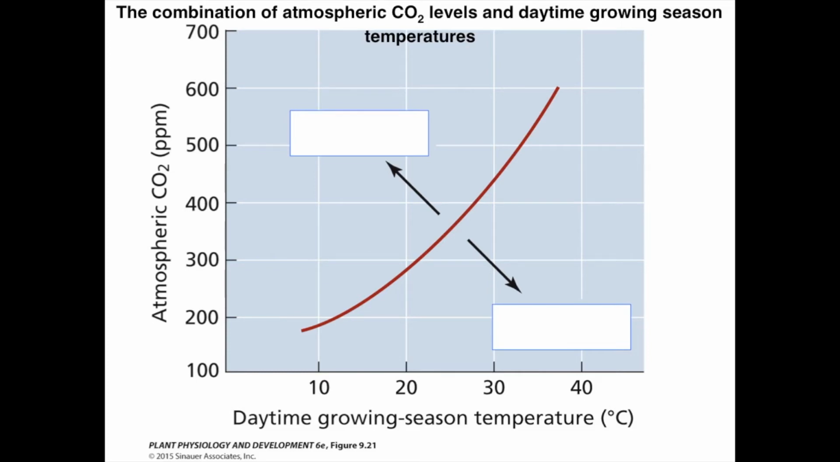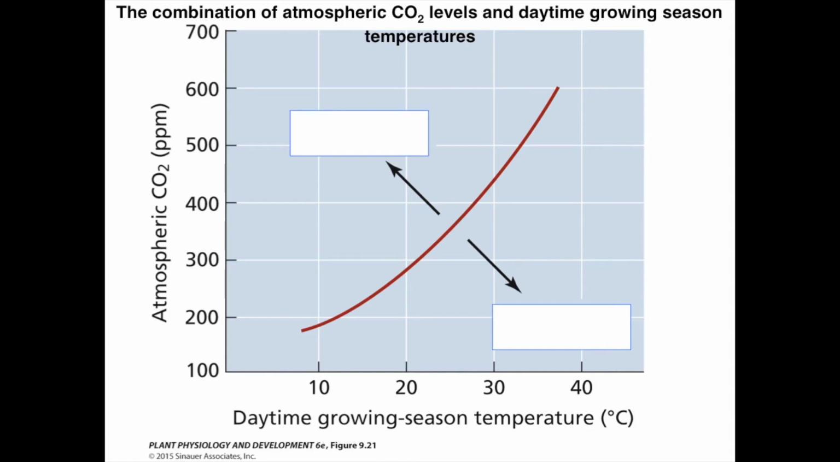And concurrently, we're seeing an increase in daytime growing season temperature. Again, that's on the x-axis here. So this is a graph simply representing the different possible combinations of growing season temperature and atmospheric CO2 concentration. And this is a very classic graph. It's been around for quite a while, but it lets us think about, well, who's going to win out?